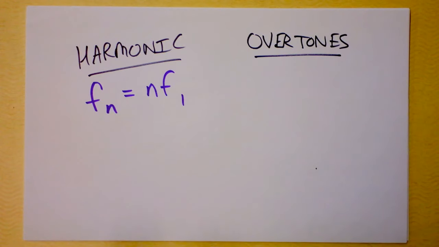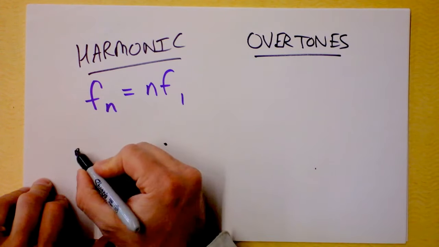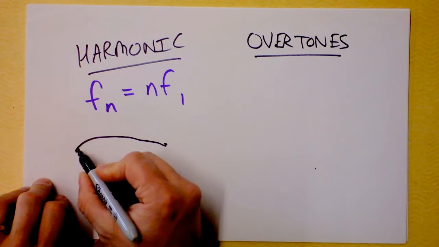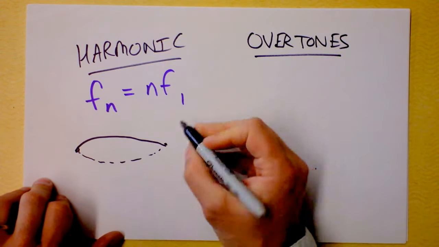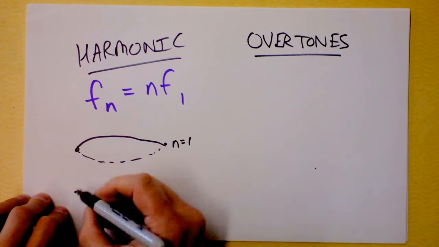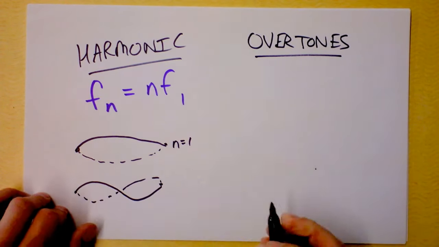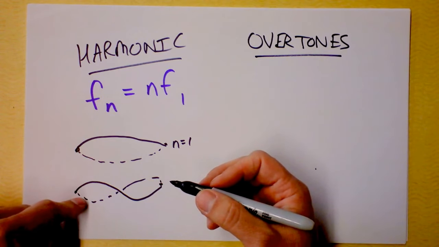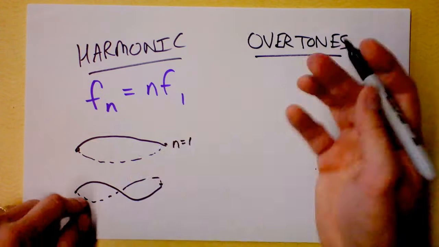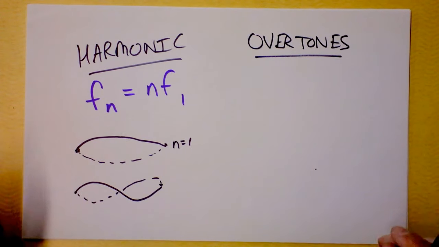That's beautiful. And for a situation where you've got a fixed-ended rope, for instance, like this, this guy has a first harmonic, that's n equals 1, and then a second harmonic, that's n equals 2, that looks like this. And it's very obvious that this has half the wavelength and therefore twice the frequency, assuming a given speed of the wave moving on that rope.